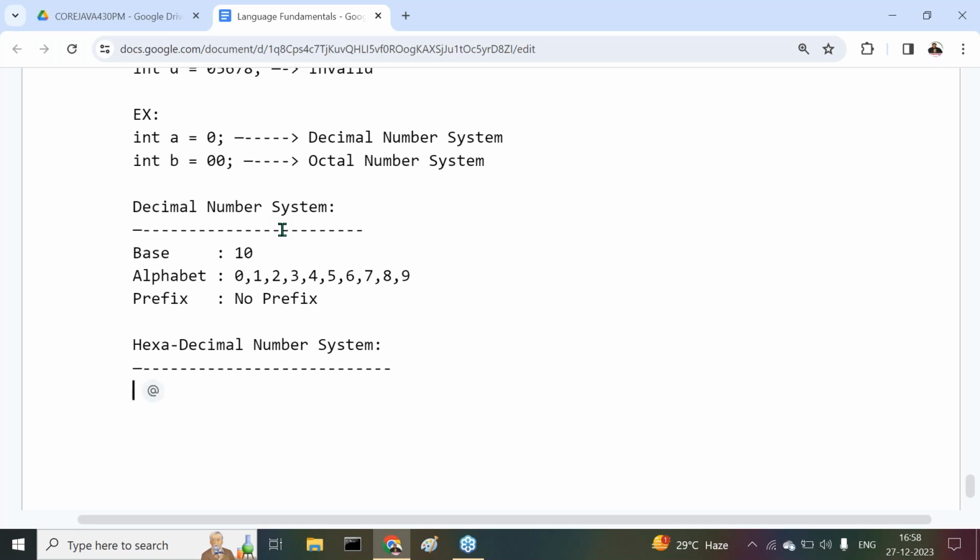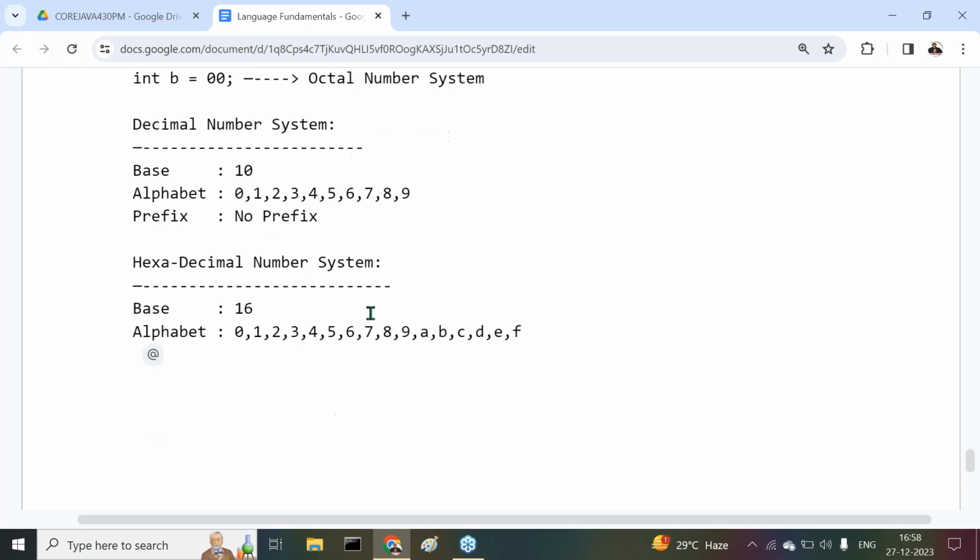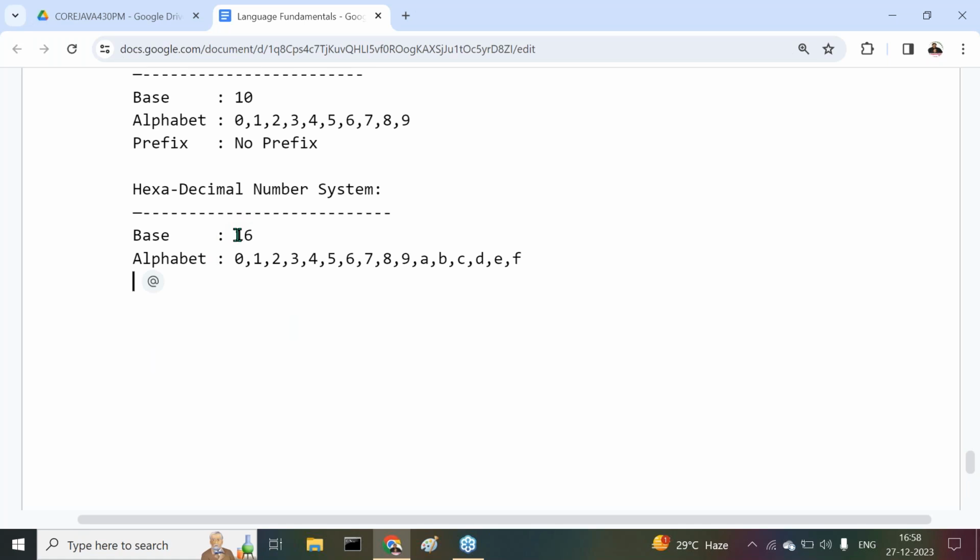First of all, what is the base for these hexadecimal numbers? The base value is 16. The input alphabet is 0, 1, 2, 3, 4, 5, 6, 7, 8, 9, A, B, C, D, E, F. So 16 symbols are allowed; 16 input alphabets are available.